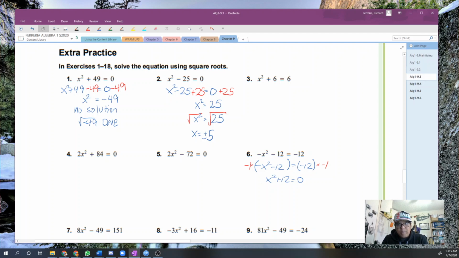So negative x squared becomes x squared, negative 12 becomes plus 12. The next thing you're going to do is subtract 12 from both sides, and you get x squared equals 0. And then you can think about taking the square root of 0, and you get yourself that x is equal to 0.